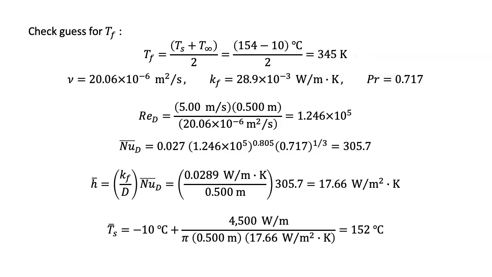Thus, when we look up properties at this temperature and repeat the calculations, our answer for the average surface temperature changes by less than 1%, and we can consider our solution converged. On a final note, I recommend that you use EASE to solve problems that require iterating for property values because it has property databases available that automate this process.